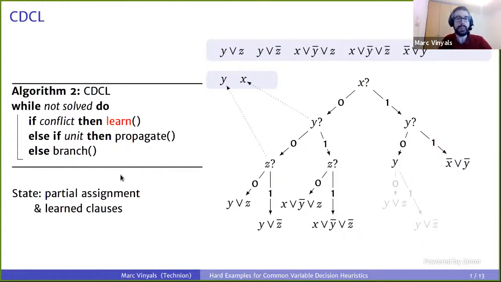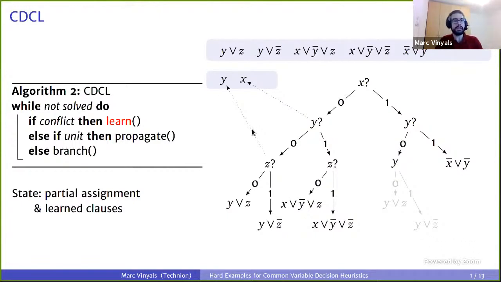Now, the change that CDCL introduces is that we can learn clauses. So, for instance, here at the first conflict, we are able to learn that constraint Y must be true, and now that's great because when we backtrack past X, this time because we already have this clause, we can use it and avoid having to traverse part of the search tree again.